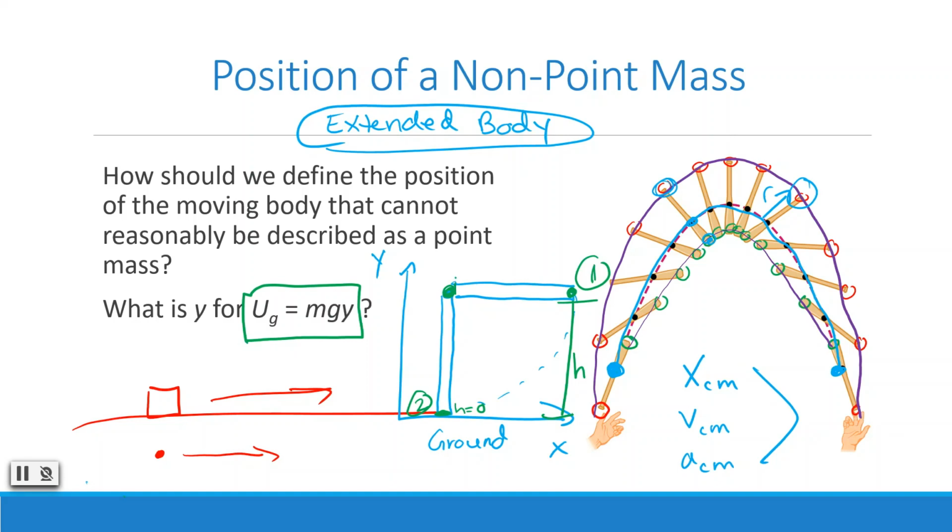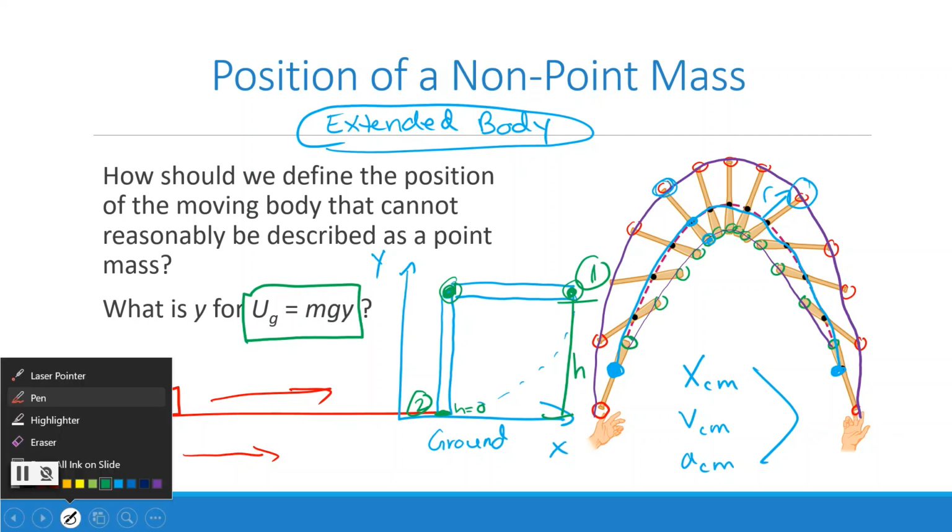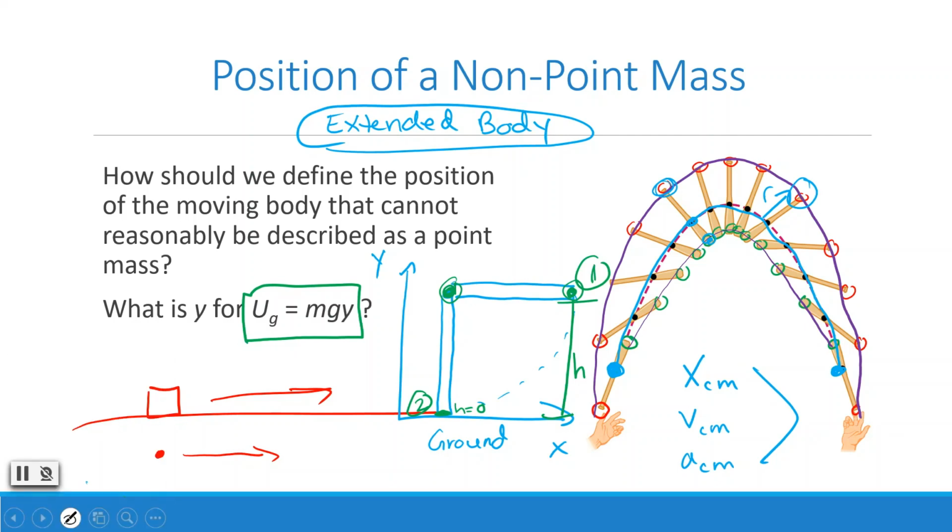Do I use the point here that doesn't move? Or do I use the point over here that moves the whole distance? Well, actually, we don't use any of those points. We actually use the center of mass. And we describe, based on the center of mass, if this was a uniform rod, the center of mass would be dead center of the rod.